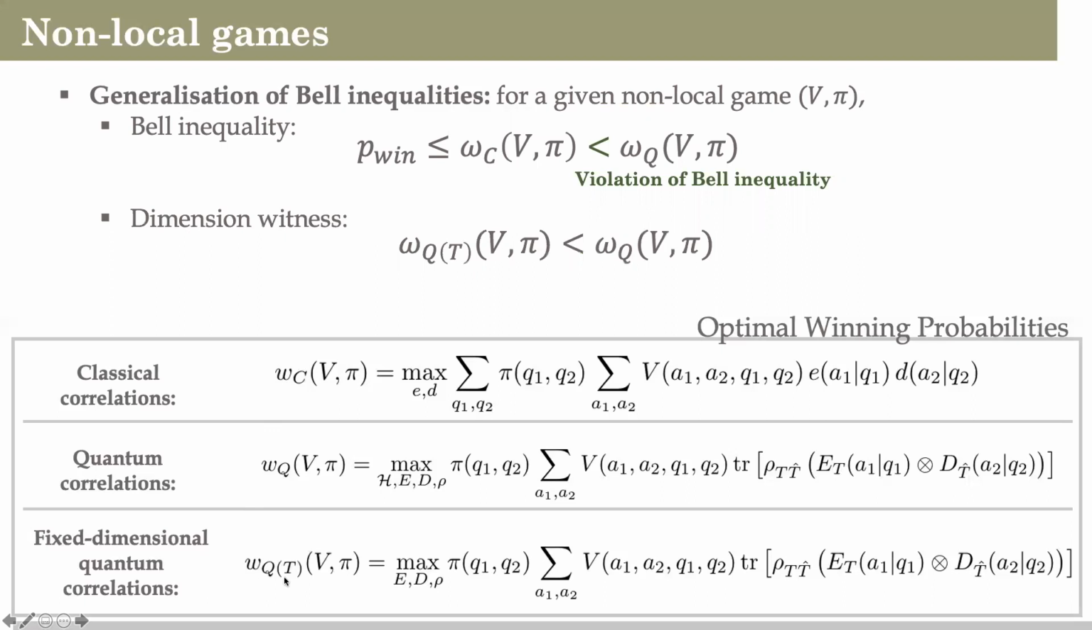This dimension-bounded quantum value omega qt has a similar application as well, which is called dimension witnesses, and it can be described by this inequality. If the omega qt is strictly smaller than omega q, then we can use this inequality to certify the dimension of your quantum system. If you can achieve a larger winning probability than this omega qt, then it implies that your quantum system must have a larger dimension than this t. And this is why it's called dimension witness. So this is a possible application of omega qt.